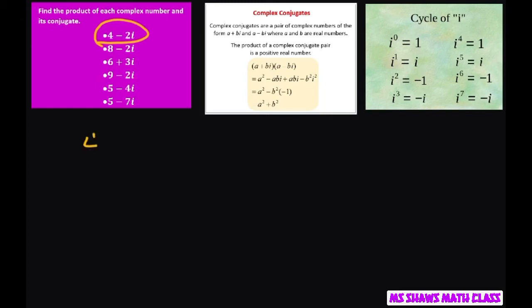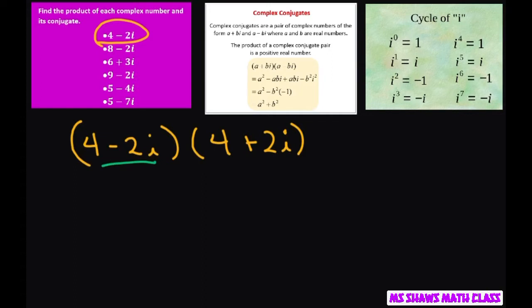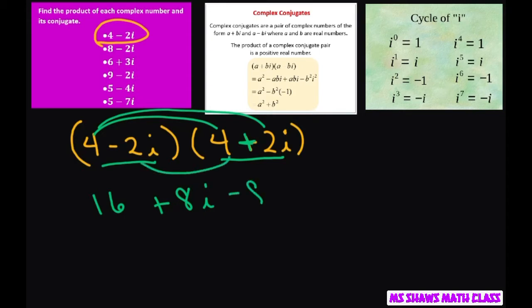So 4 minus 2i. The complex conjugate is you're going to multiply it by 4 plus 2i. So if they give you this, the conjugate is the same numbers, but you change the sign, the operation. And now if you FOIL this out, you get 16 plus 8i minus 8i minus 4i squared.